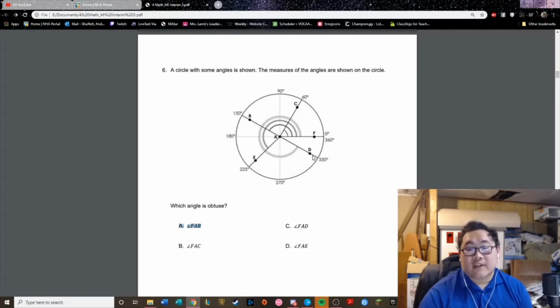C, FAD. FAD, we talked about that one first. That's our huge reflex angle, 330 degrees. It's not obtuse. And then FAE. FAE, 225 degrees. That's not obtuse either. So A would be the correct answer. But if you don't know what you're looking for when you're looking at this problem, there's a good chance you're going to mess up and pick the wrong one.